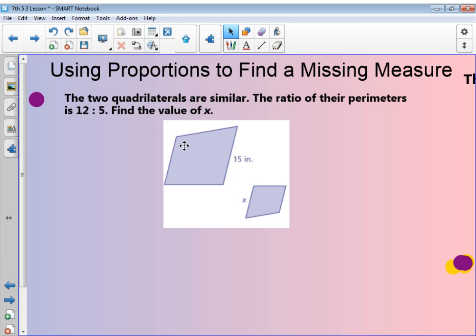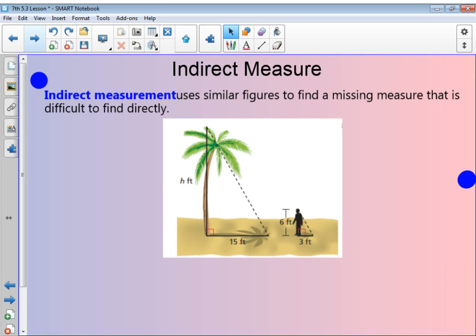Okay, so that's working with when they give you at least 3 of the sides that you need, or if they tell you the ratio of the perimeters, and then give you one side, okay? So now what we're gonna do is work a little bit with indirect measure. This is gonna look very similar to the first part of this lesson.